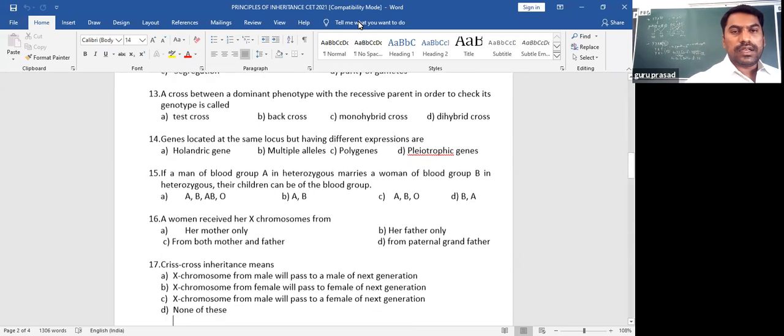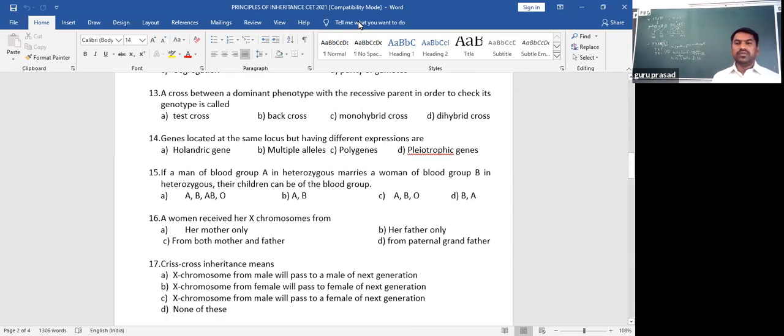Then, a cross between a dominant phenotype and the recessive parent in order to check its genotype is called. So here is an important or a new pattern of question. A cross between a dominant phenotype and the recessive parent in order to check its genotype.